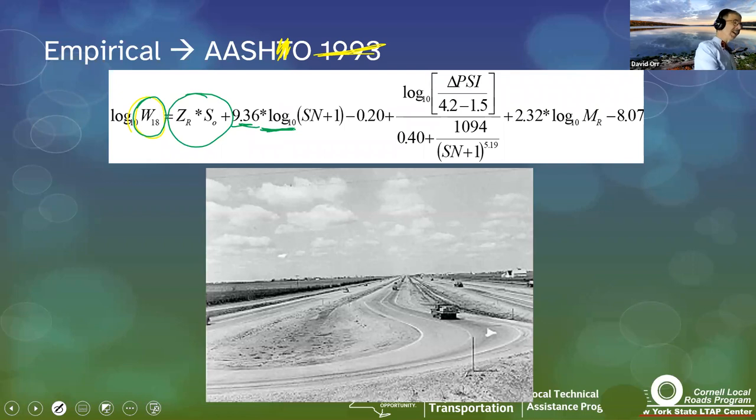This SN was something called a structural number, where essentially each layer accounted for its structure based on the thickness. So asphalt might have an equivalent thickness of 0.44. Every inch of asphalt gave you 0.44 towards your structural number. If you really think about it, the structural number was actually the output you really cared about. Then something called delta PSI. Delta PSI is an interesting one. Essentially, it's the difference between the day you built it and the day the road was redone, on a scale of 0 to 5, okay?